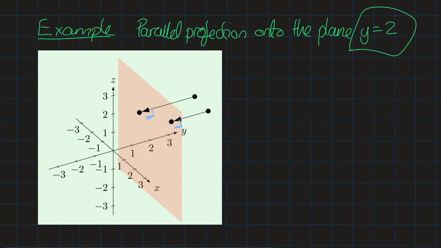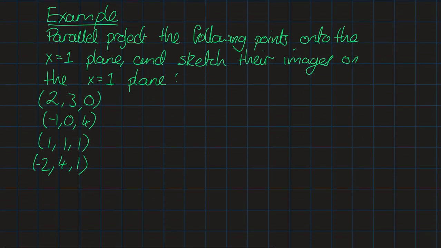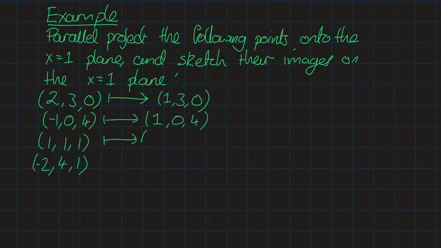So let's move on to some algebraic examples. Parallel project the following points onto the x equals 1 plane, and then sketch their image on the x equals 1 plane. So here are the points, and if I parallel project the first point, I get 1, 3, 0. All I'm doing is I'm replacing the x coordinate with 1. Second point gives me 1, 0, 4. Third point gives me 1, 1, 1. Nothing changed in that case. And the fourth point gives me 1, 4, 1, like this. So this is the result of applying the parallel projection.